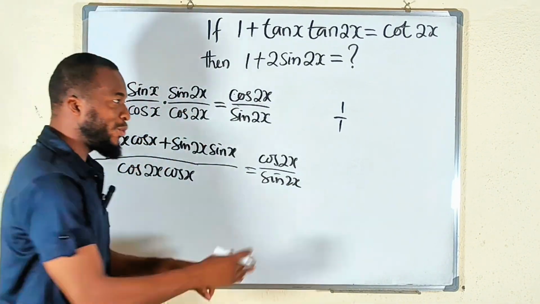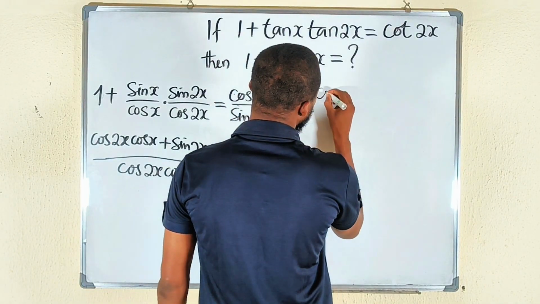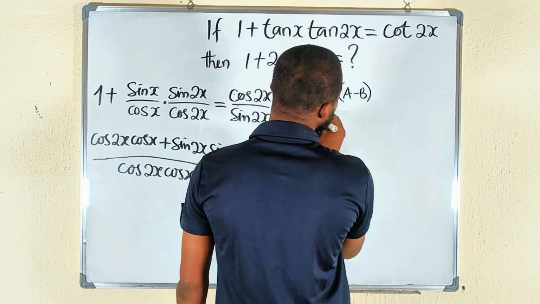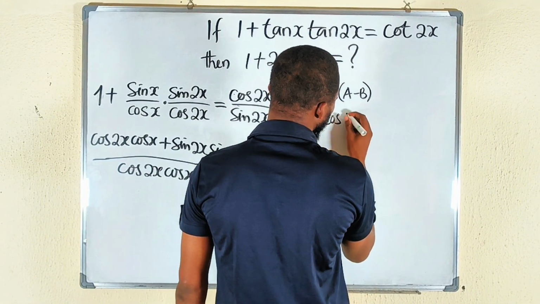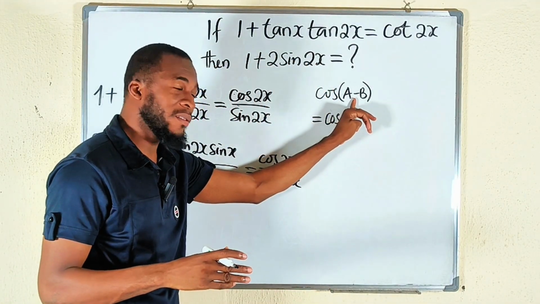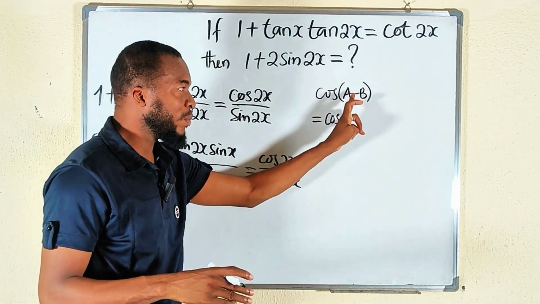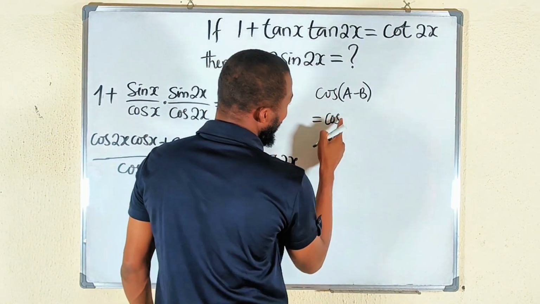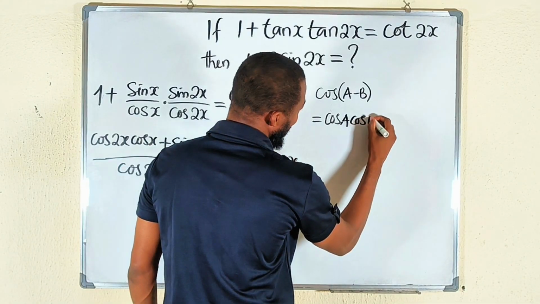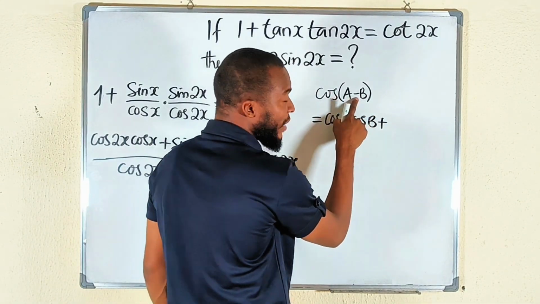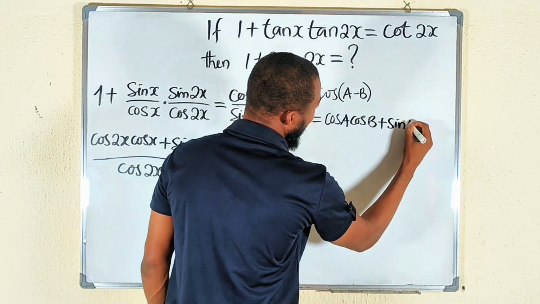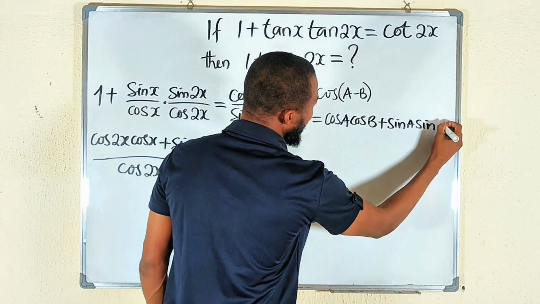Should I write the identity for you? Remember, if you have cosine of A minus B, this is the same thing as cosine of the first angle, A, times cosine of the second angle, B, then plus sine of the first angle, A, sine of the second angle, B, if you're having a minus here. But if it is a plus here, you use a minus here.